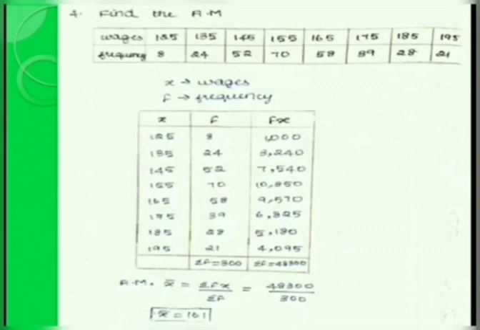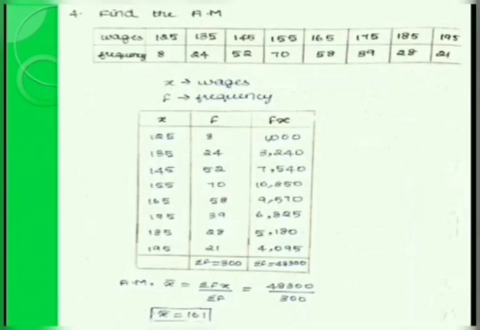We have to put our x value and f value and then we have to find fx, because in our formula, we need summation fx divided by summation f. So summation f is nothing but adding all the frequencies. So you will get summation f is equal to 300. For summation fx, we have to first find fx, which is f into x value. So 8 into 125 is 1000. 24 into 135 is 3240. 52 into 145 is 7540. Similarly, we have to find all the values of f into x.